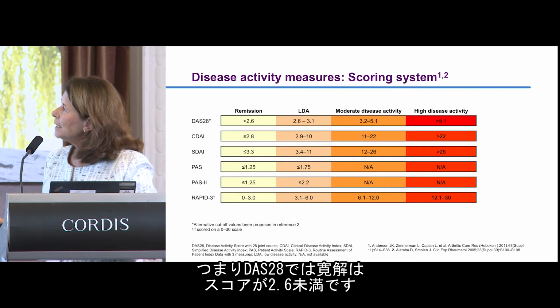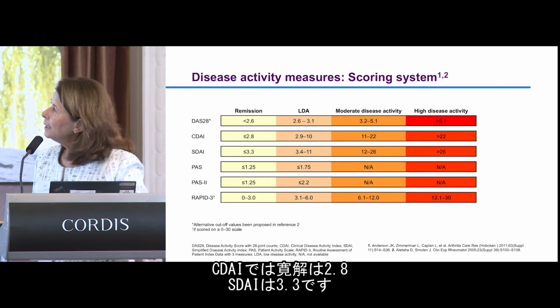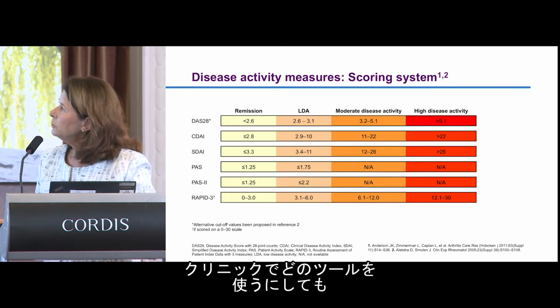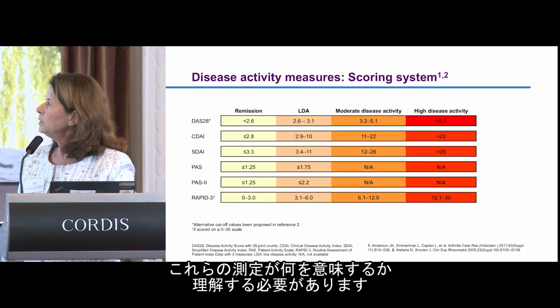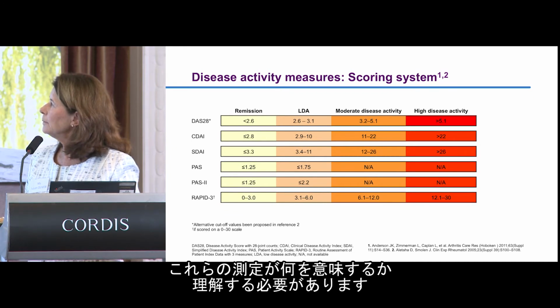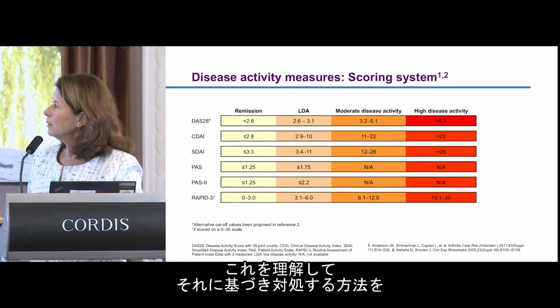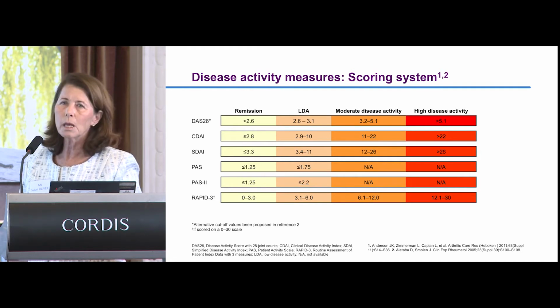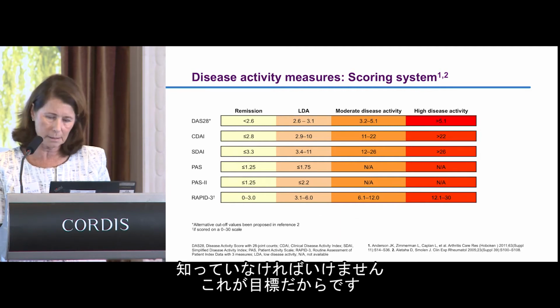So in the DAS28, remission means a score below 2.6, okay? But in the CDAI, remission equals 2.8, and in the SDAI, 3.3. So you need to understand, whichever tool you're using in your clinic, what these measures mean: remission, low disease activity, moderate and high. You need to understand them and know how to act upon them, because they're your targets.